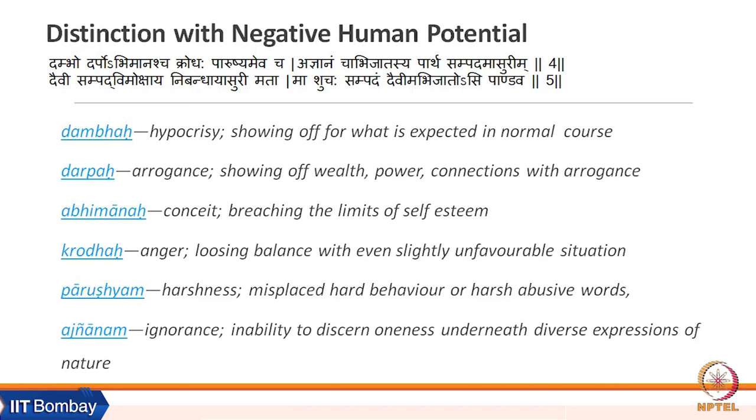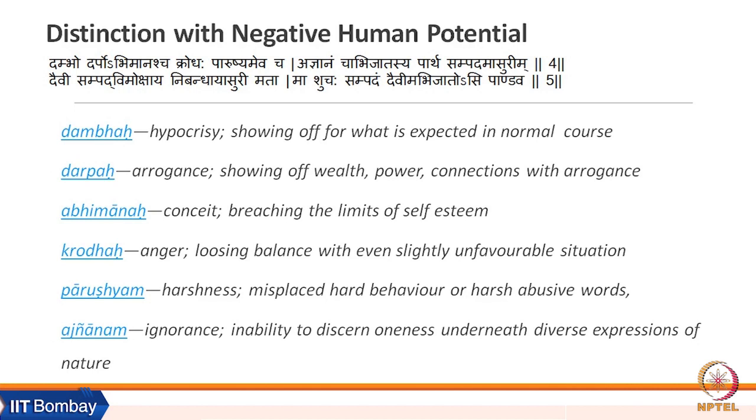Krodha is the fourth asuri sampada. It comes from the root word krudh, which means losing balance. So krodha means losing internal balance even in a small unfavorable situation or behavior. I am a manager, and even a small aberration in the behavior of my subordinate makes me disturbed, makes me hyper. That is krodha. Krodha generally arises from my attachment or moha.